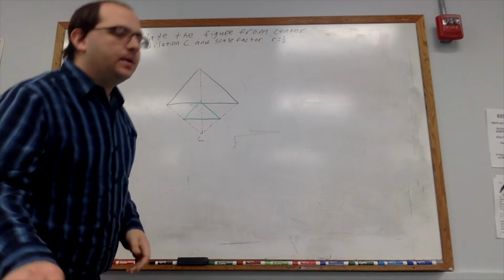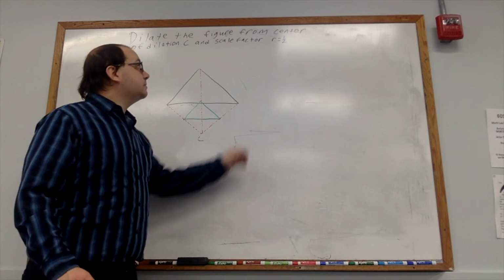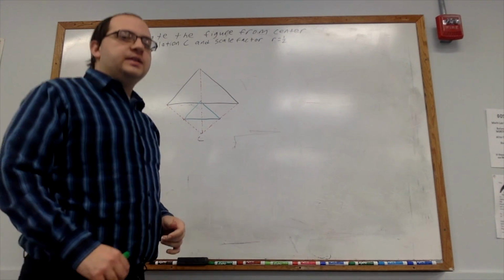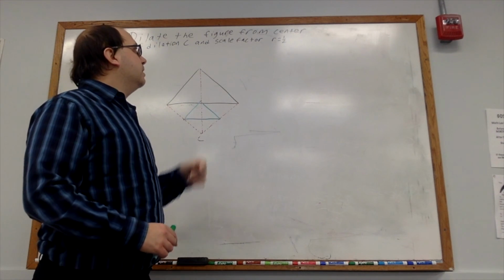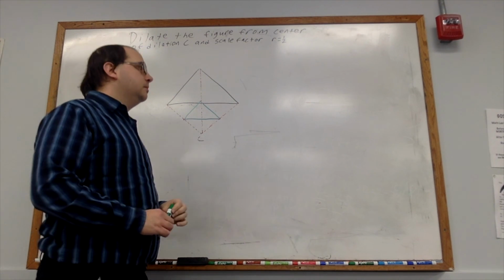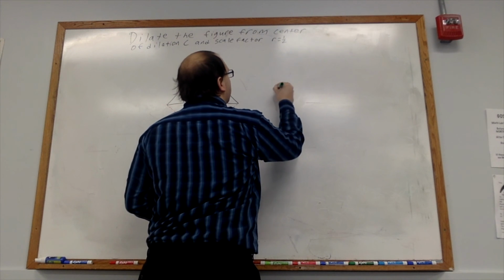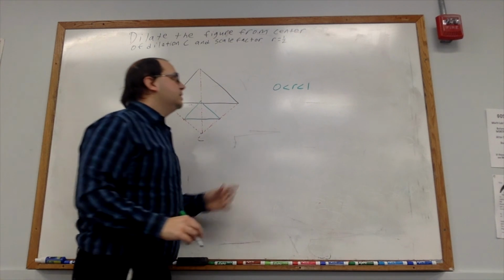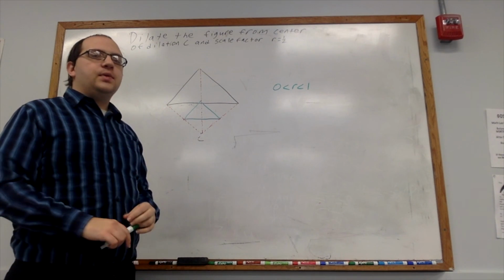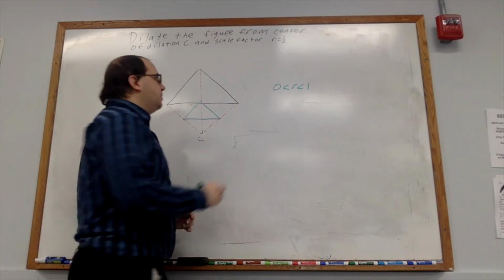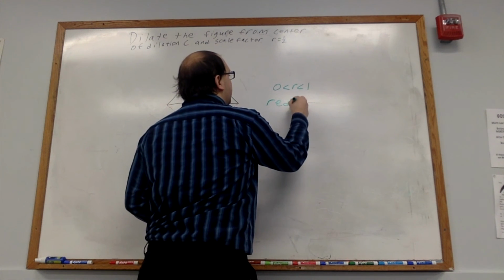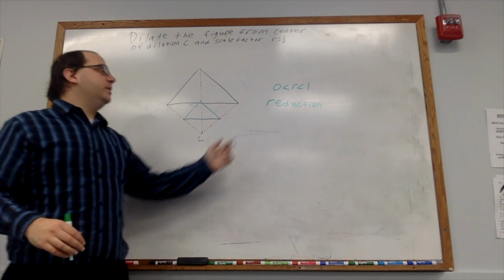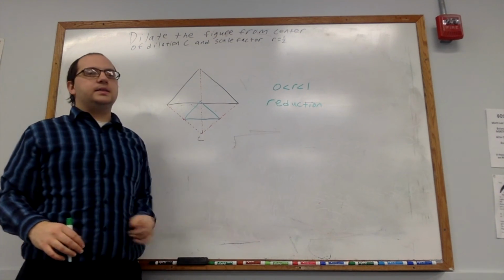All right, one last thing about this example: if the scale factor is between 0 and 1, so if 0 is less than r is less than 1, the dilation is what's called a reduction. It makes it smaller. Anywhere between 0 and 1, it's a reduction.